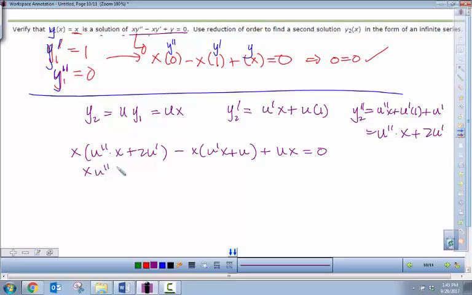x u double prime, well, this is x squared. Can we just divide that out? Yeah. Factor out one of the x's? Sure. If we divide that out, we have to make sure that x doesn't equal 0, right? So let's divide out an x.